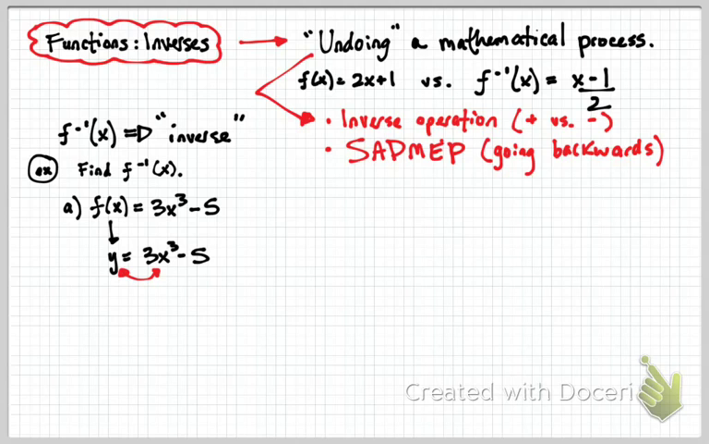So it might help to actually write this over on the side. We switch x and y, and that's why we're rewriting for y. So now we have x equals 3y cubed minus 5. The rest is algebra, but what's our goal? What are we trying to do with this equation? Get y by itself. Isolate y. So from here on out, you're trying to isolate y.